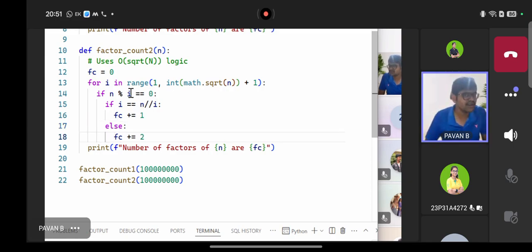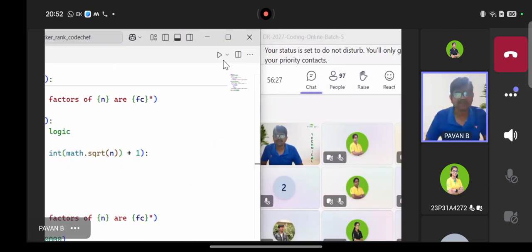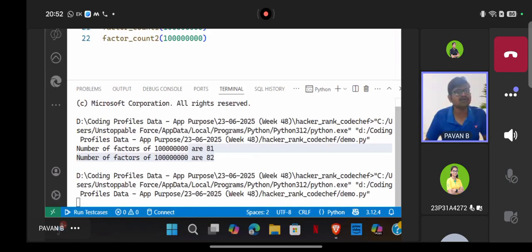So you guys understood the point? If it's a factor, okay, cool, it's a factor. But what I'm checking is, are the pair buddies the same? Pair buddies same means i and n by i are the same. If they are the same, then there is only one number. You have to count once. Otherwise, you need to count twice. So shall we run this now? When you run it now, both the logics will give 81.